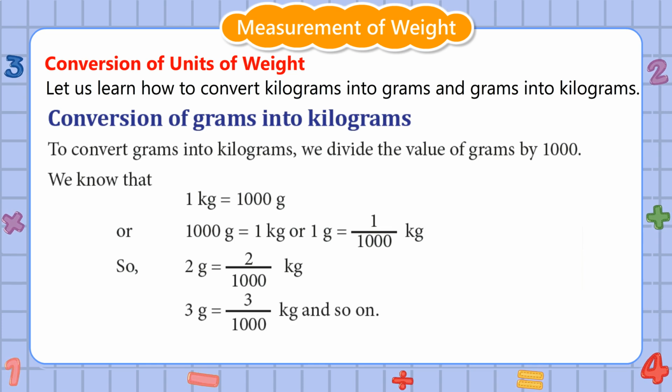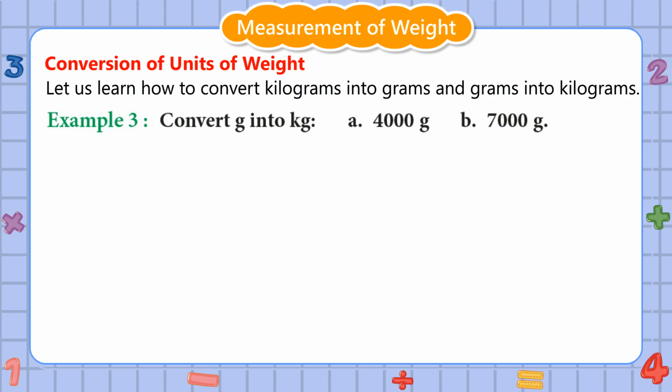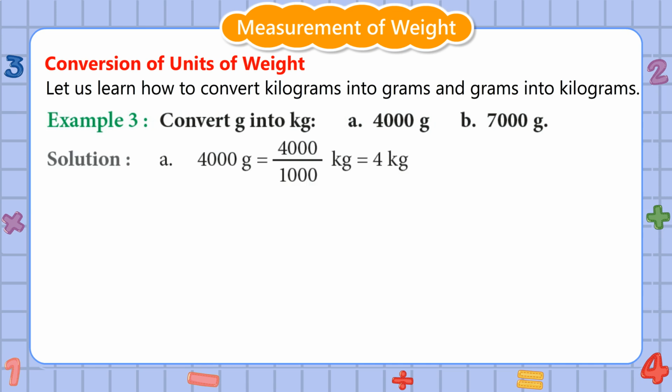3 grams is equal to 3 by 1000 kilogram, and so on. Example 3. Convert grams into kilograms. A. 4000 grams. B. 7000 grams.